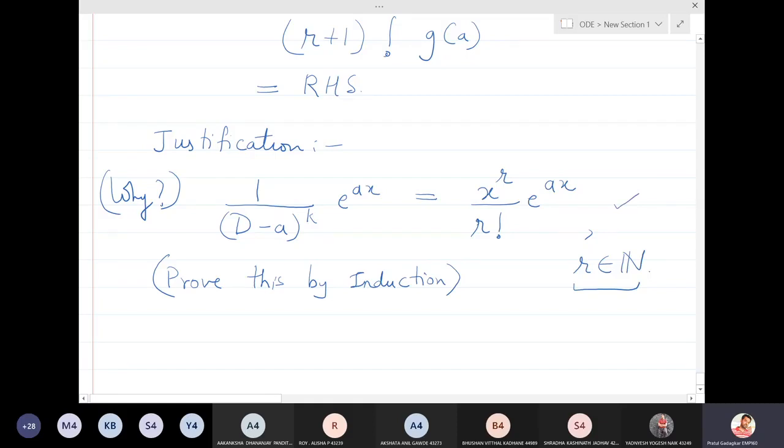Put k equal, sorry, not k. What have I written? Should it be r or should it be k? I mixed k and r, so let's write k. Okay, so once you prove it for k equal to 1, assume it for k and then try to prove it for k plus 1. This will be very easy. If not, I will try to clarify in the next class. With this we will stop here.